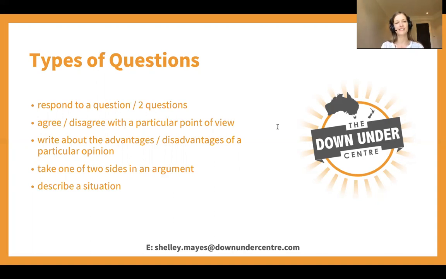Write about the advantages and disadvantages of a particular opinion. Take one of two sides in an argument. Now, this one can be more common than people realize, but it's not always very clear in the question that it wants you to choose a side or to choose just one position. Sometimes it can be clear, sometimes it will say choose a position and discuss why you chose that position, but not always. So always check for all of the key words that give you clues as to which of these you would be arguing. Both sides, one side, is your opinion included or not?